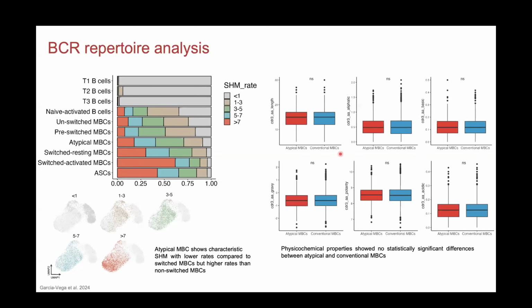We also performed analysis of physicochemical properties using SHazaM. And in this case, we didn't observe any statistically significant differences between atypical and conventional memory B cells. For this comparison, we grouped all the memory B cells, excluding atypical memory B cells, to compare each other. And we analyzed the amino acid length, the hydrophobicity, polarity, and also the content of basic and acidic residues, but we didn't observe any difference. So it seems that this group of cells have the same physicochemical properties, but different somatic hypermutation rates.